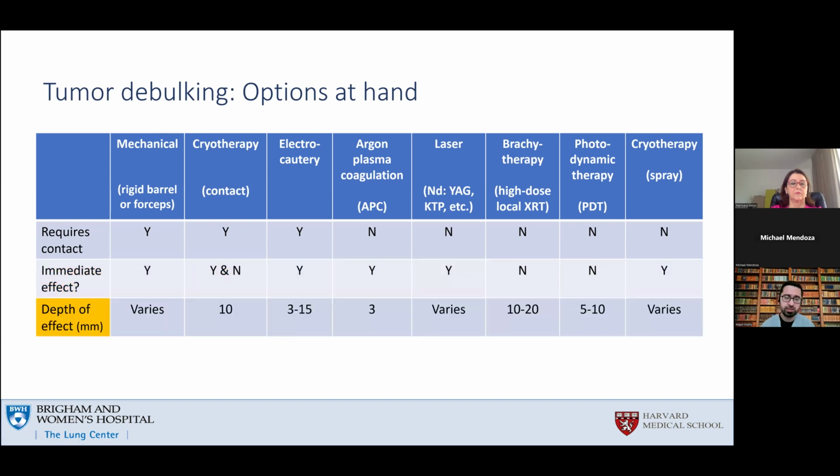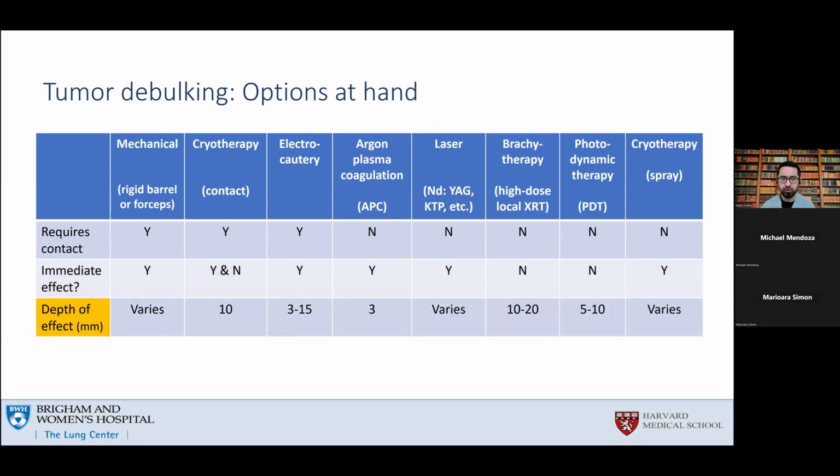Another way to look at them is the depth of effect. Now, this can be quite variable across different tools, but one thing that I do want to point out here is APC, or argon plasma coagulation. If you see my cursor here as well, you will notice that argon plasma coagulation has a very minimal depth of effect, and that is key when you're really trying to limit your effect to a very, very superficial area. We don't want to get too far off from where the lesion is. You don't want to cause any airway perforation, for instance.